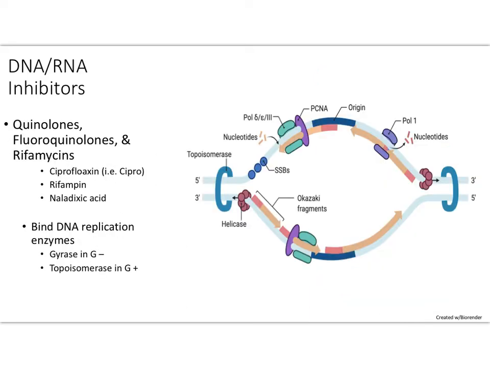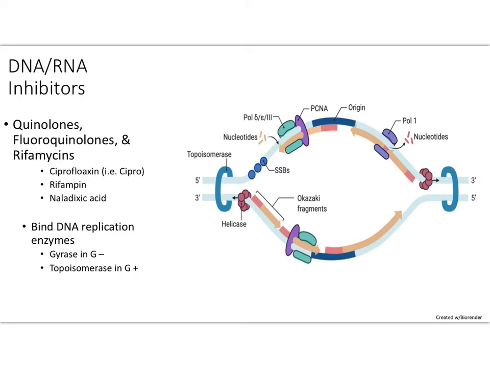Our next group of antibiotics are the DNA and RNA inhibitors. Primarily, these work on destabilizing DNA, although they can have some anti-RNA activity as well. For the most part, they work on DNA, but occasionally they can start to interfere with RNA too. These antibiotics are the quinolones, the fluoroquinolones, and the rifamycins. I've got some examples here. So ciprofloxacin, or just Cipro is kind of how it's commonly abbreviated, rifampin, and nalidixic acid. These are some of the most common DNA RNA inhibitors out there.